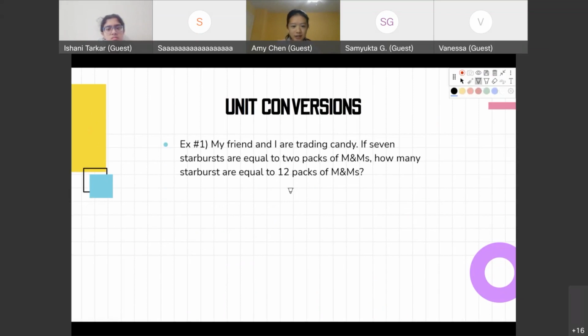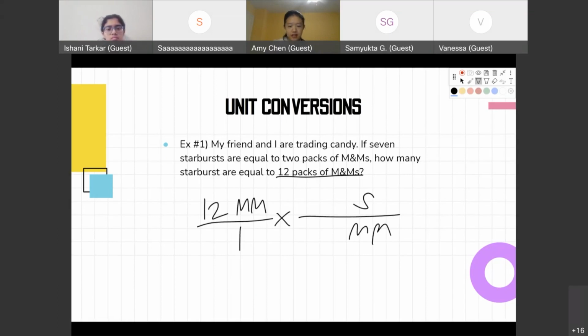Okay, there we go. You have 12 packs of M&Ms. And when we do unit conversions, we just treat everything like a fraction. So 12 M&Ms over 1, which is just equal to 12 M&Ms. We want to convert it to Starbursts, because you're trading M&Ms for Starbursts. So we want Starbursts in the numerator and M&Ms in the denominator.